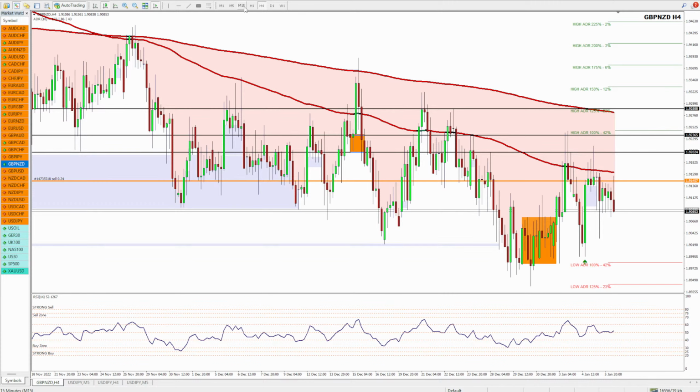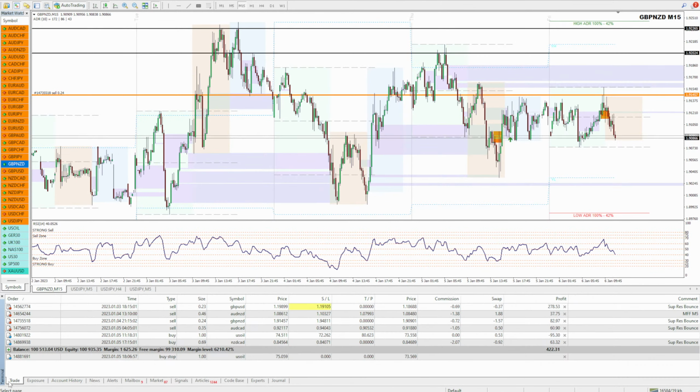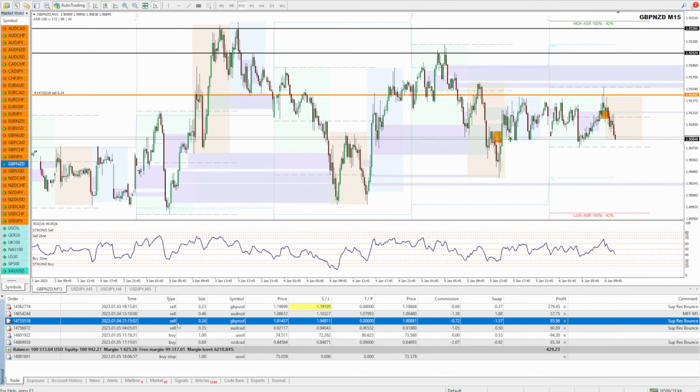The reason for this one, I think this was an ADR. Was this an ADR hit? Yeah. So I got in on this because it was an ADR hit. We got a 260 pip move. It's a 172 ADR. So I got in on the reversal alert there somewhere. On, was it M15? Can't remember. But anyway, or did I get in yesterday? I don't know when I took that. I'm going to take that pound New Zealand.